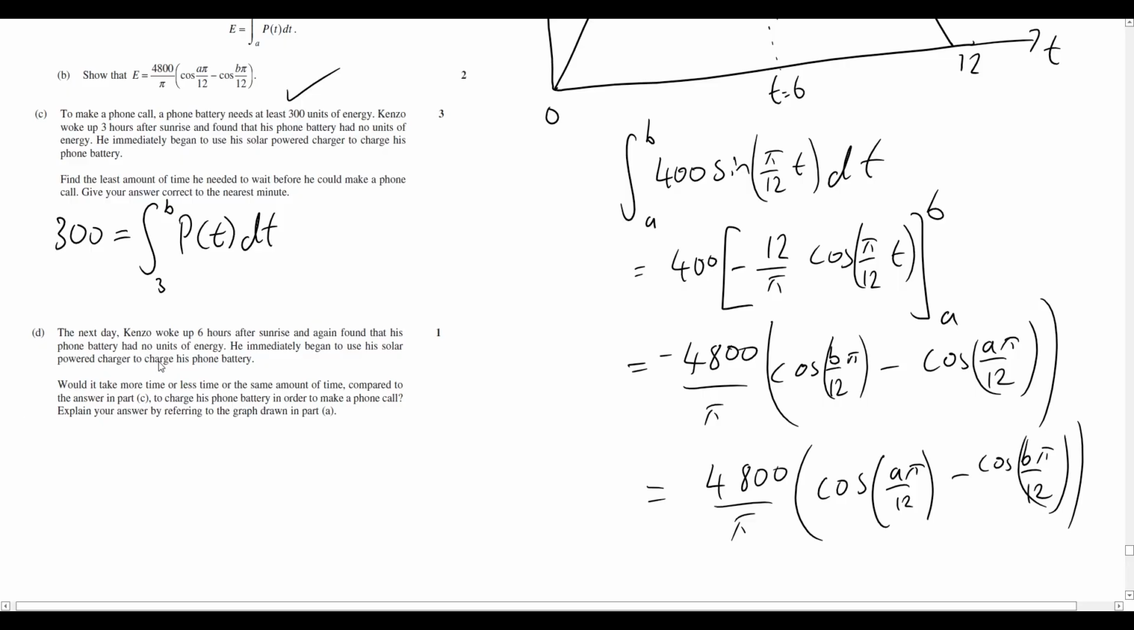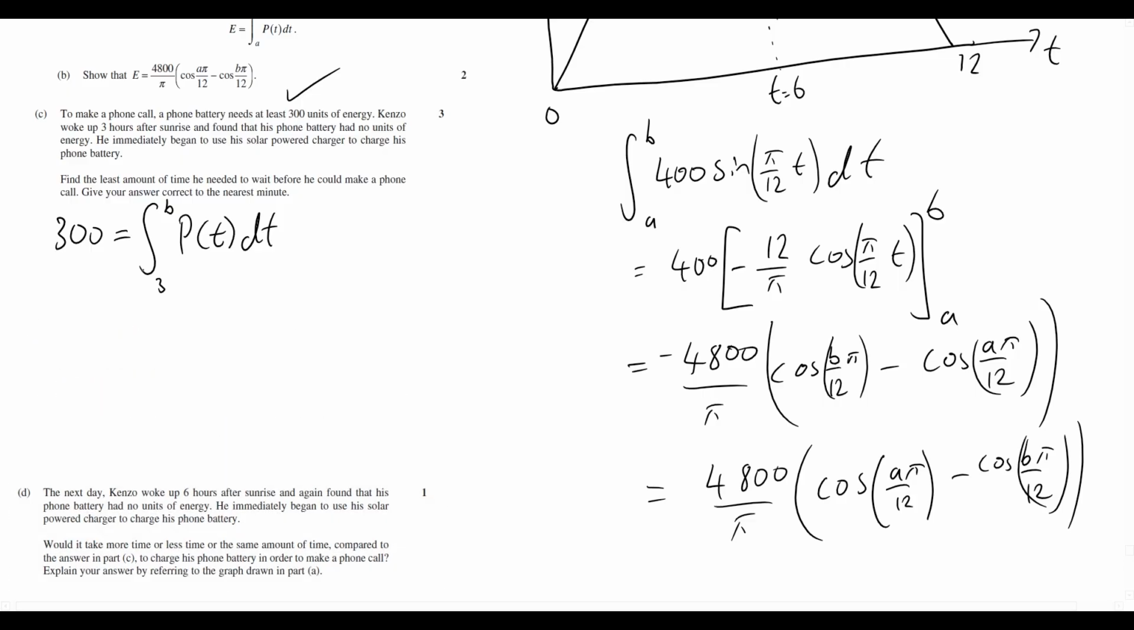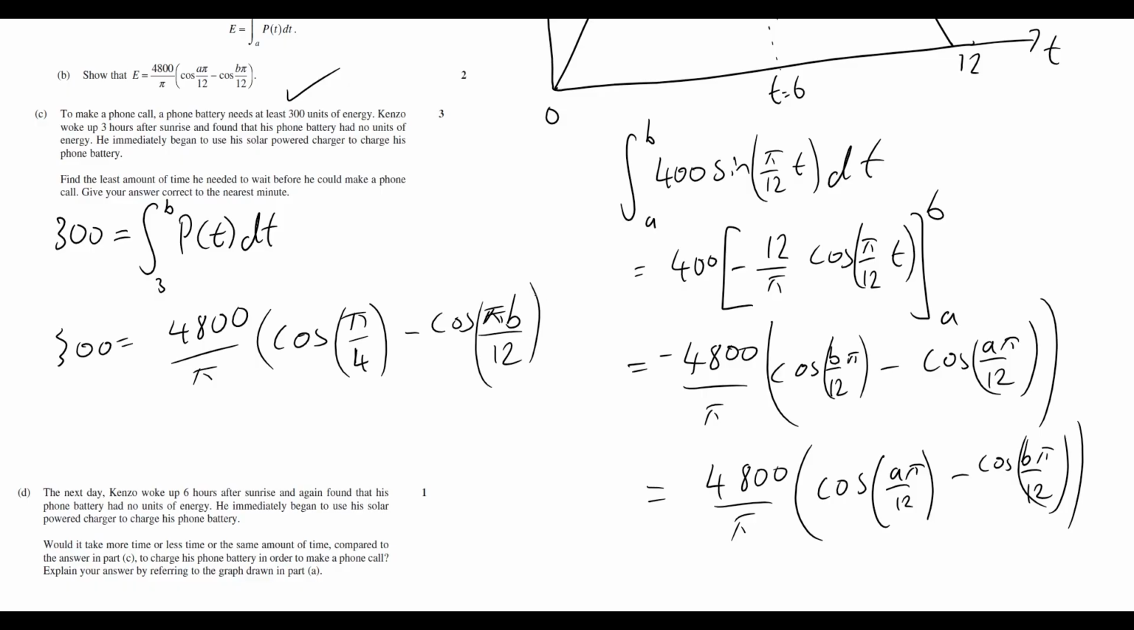Okay, so let's just get a little bit more space here, and let's work this out. So we've already worked out this integral, so what we can now say is that 300 is going to be equal to 4,800 over pi times cos of pi over 4, because a is now 3, and 3 over 12 is just simply 1/4. And then for our other component here, minus cos of pi b over 12. So that will stay the same.